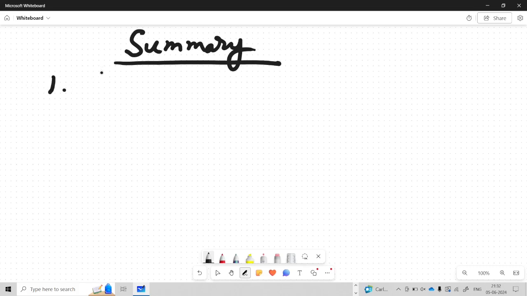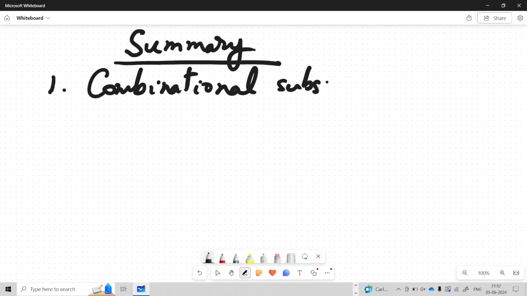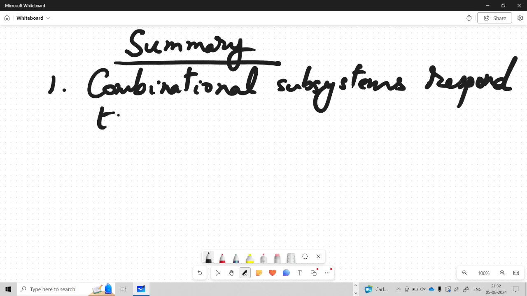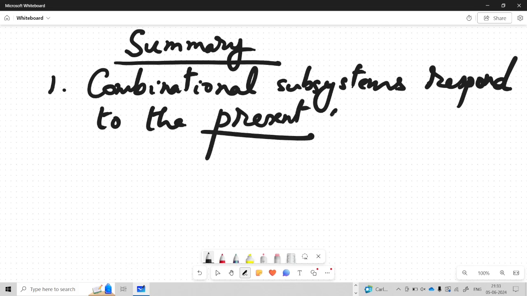The first point is that combinational subsystems respond to the present combination of the inputs. Combinational subsystems respond to the present, the word present has to be underscored, combination of the inputs.